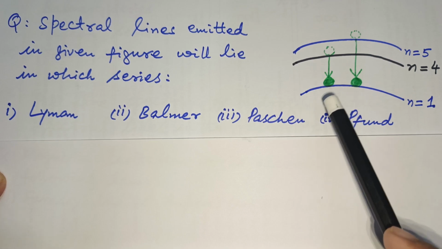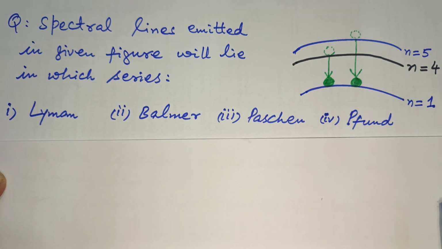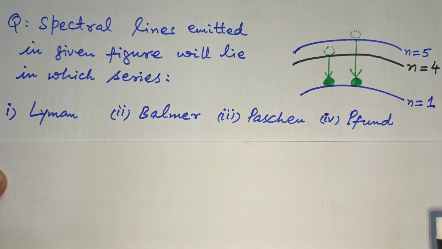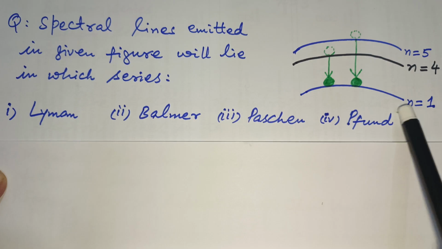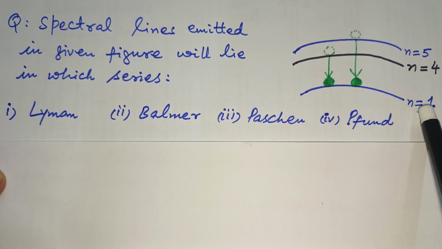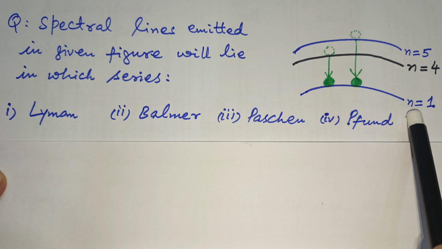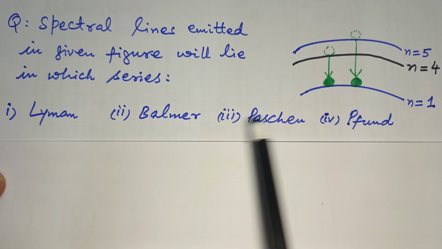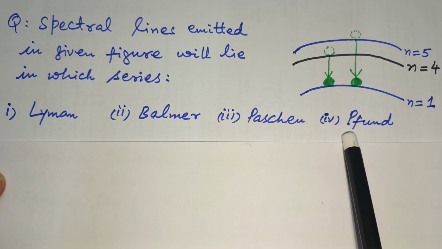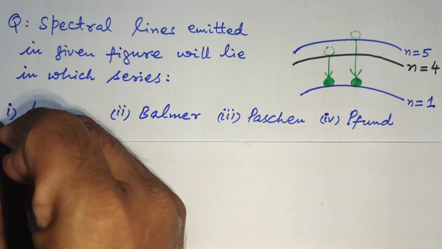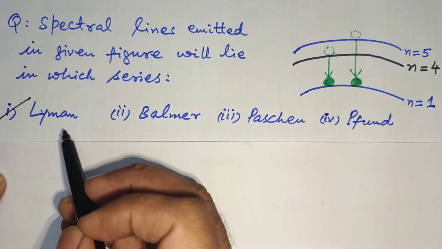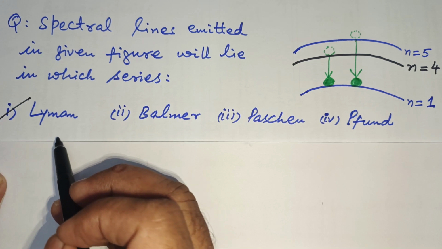Whenever you have to recognize a series, you have to look at the ending level where it jumps. As both of them jump to the first level, n equals 1, the options are Lyman, Balmer, Paschen or Pfund. So the correct answer is Lyman series. You have to be very careful. Lyman series means n equals 1.